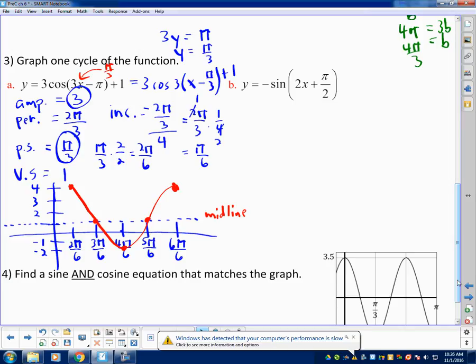All right, let's do another one here. Do a sine curve. This one is reflected, so note that negative out in front is going to reflect it. Let's go ahead and rewrite this right away. We've got negative sine. We're going to factor out a 2. It's 2 times what? Equals pi over 2. Y equals pi over 4. So we've got, when I factor out the 2, it's x plus pi over 4. You can check it by distributing the 2 if you'd like.